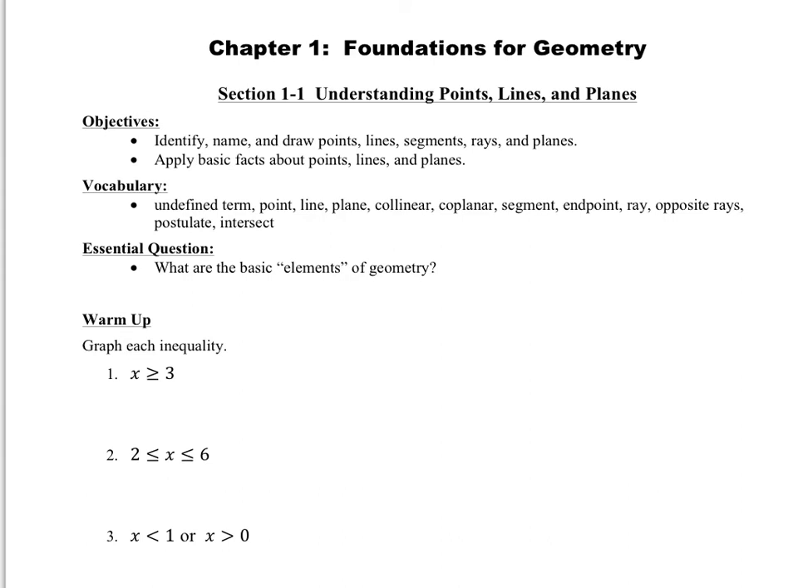Section 1-1, Understanding Points, Lines, and Planes. Our objectives are to identify, name, and draw points, lines, segments, rays, and planes, and apply basic facts about points, lines, and planes. We've got a lot of new vocabulary: undefined term, point, line, plane, collinear, coplanar, segment, endpoint, ray, opposite rays, postulate, and intersect. So let's take a look at what the basic elements of geometry are.